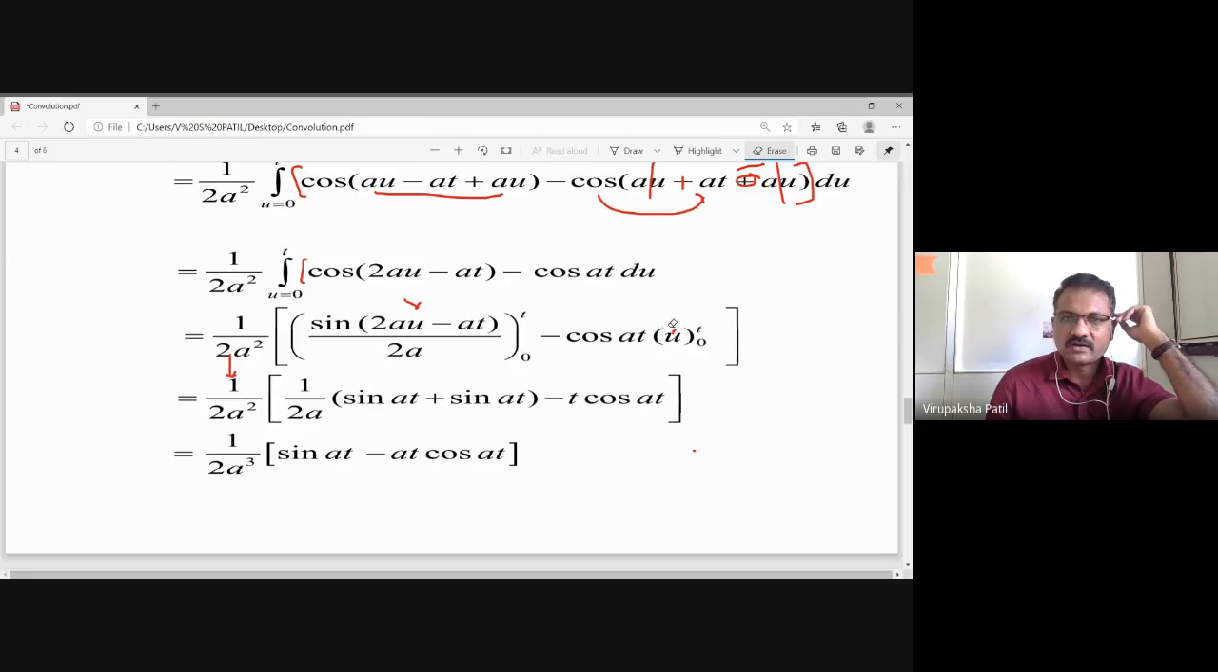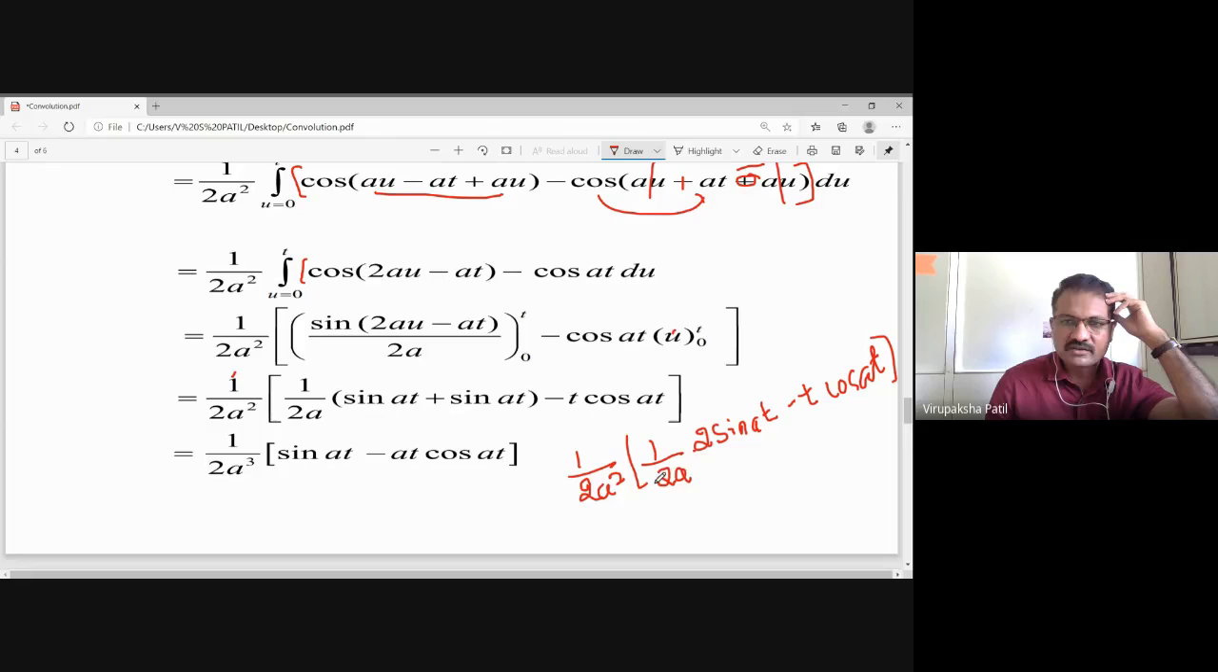I will get the final answer. Now this step you observe here. 1 divided by 2a squared is already there. Into the bracket you will get 1 divided by 2a into sine at plus sine at, which is 2 times sine at, minus, minus t into cos at as it is.